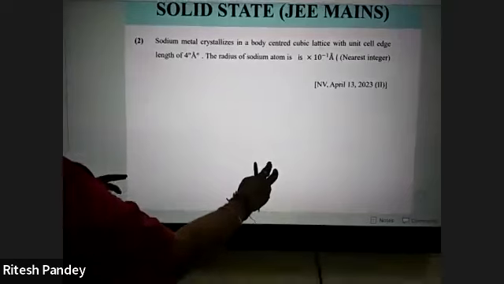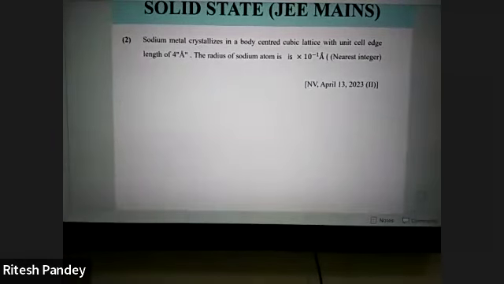Sodium metal crystallizing in a BCC with unit cell edge length of 4 angstrom. The radius is, you want to find the radius.